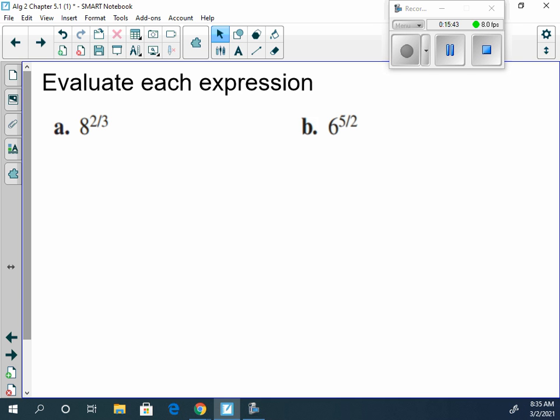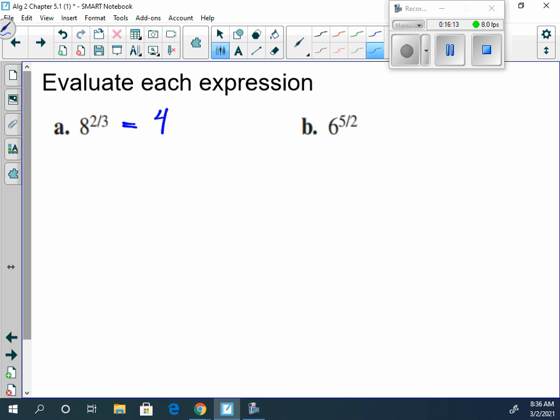Let's do 2 of these here. Well, if we want to evaluate 8 to the 2/3 or 6 to the 5/2, we can do that either by hand or with a calculator. Now, 8 to the 2/3, this might be a little bit easier to just type it in because we can just type this in and get the answer, which is 4. Now, that might seem odd. How did we get 4?